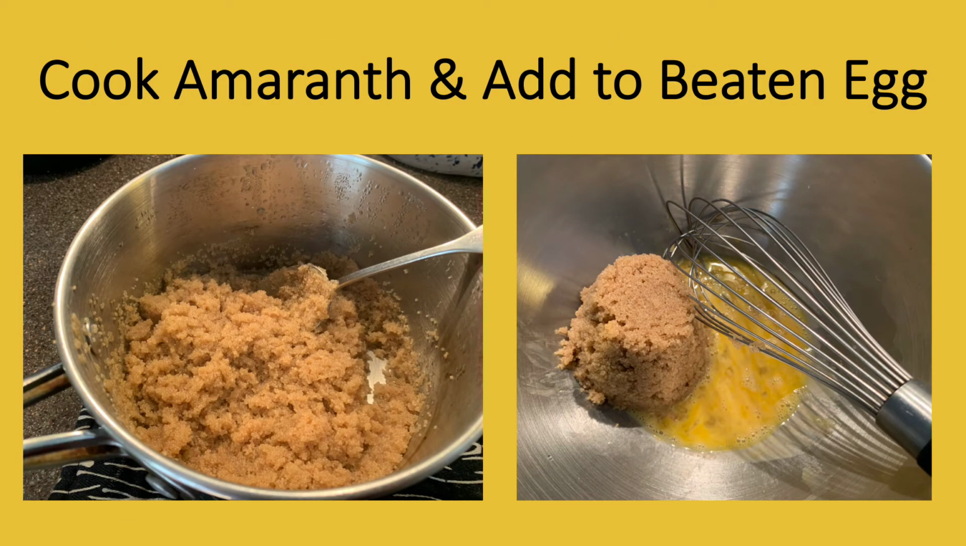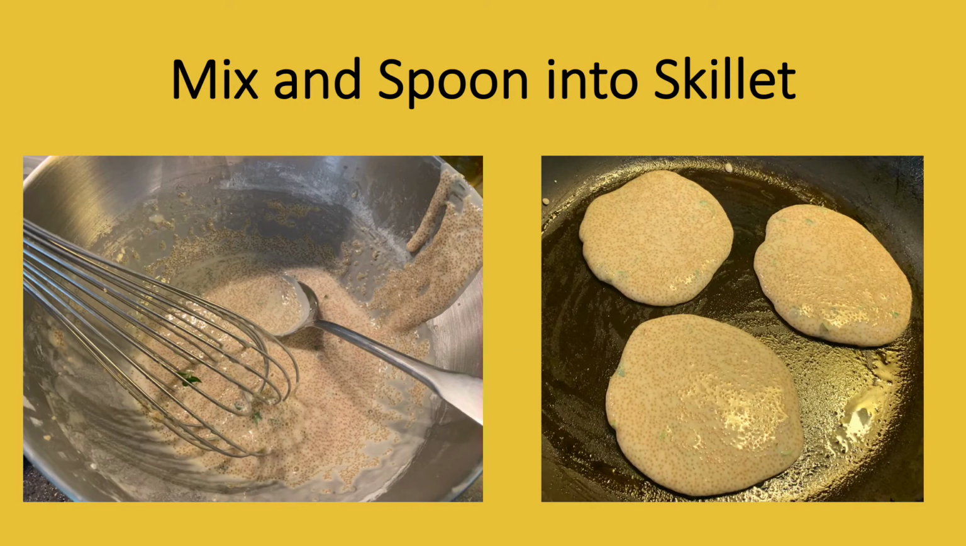Amaranth is added to boiling water and cooked for about 15 minutes. It's then added to a beaten egg. The remaining ingredients are whisked in, along with a small amount of milk, to make a medium-thick batter, like a pancake batter. Batter is spooned into a hot skillet and fried just as you would make other griddle cakes.